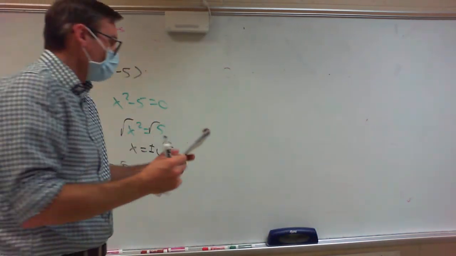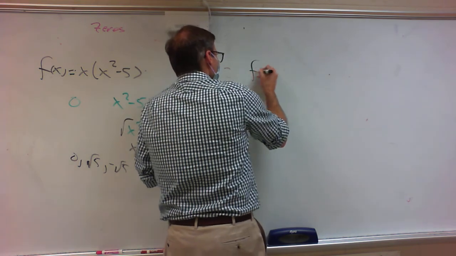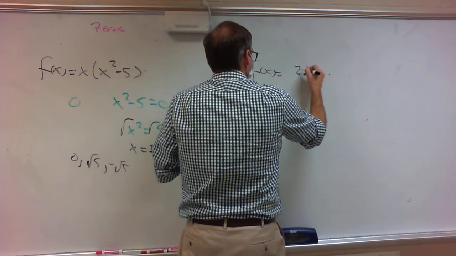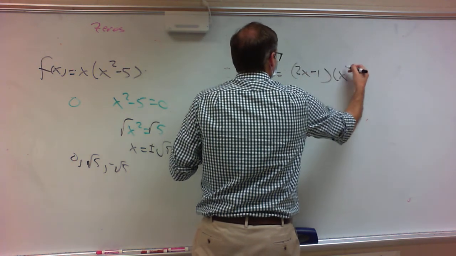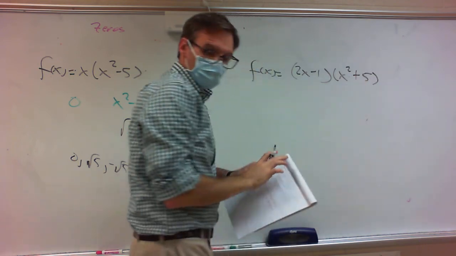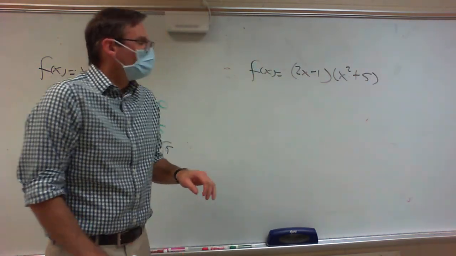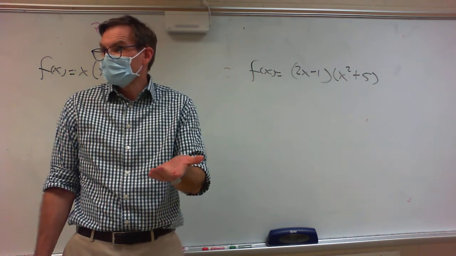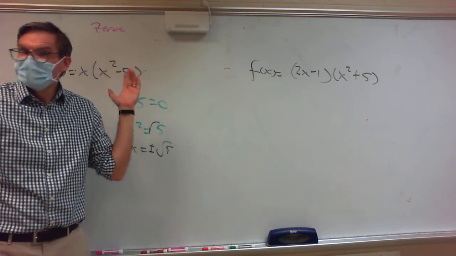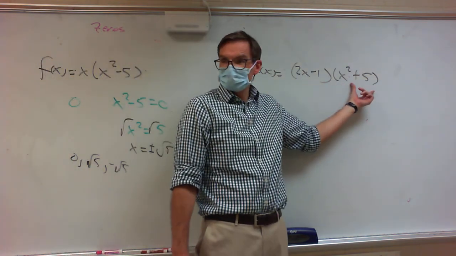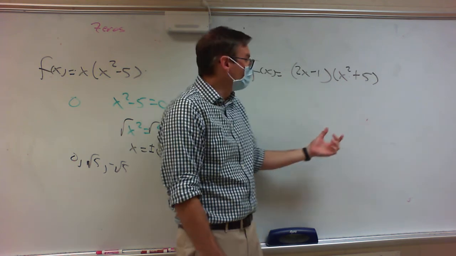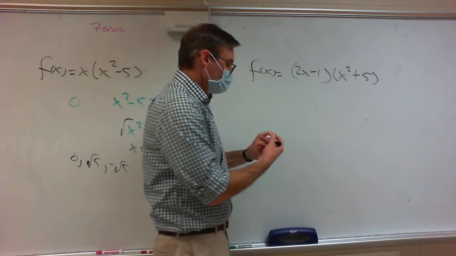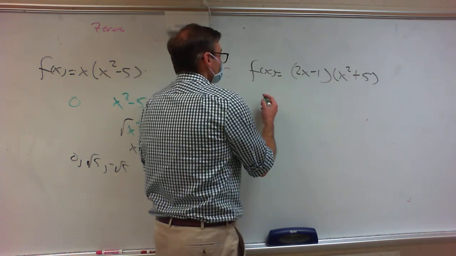All right, so what if I gave you 2x minus 1 times x squared plus 5? Well, how many zeros are we going to have? 3, right? Because it kind of looks like this one. We're going to get 1 zero from this thing, and we're going to get 2 zeros from this. So now let's get our zeros. What makes this 0? 1/2. We can do that in our head now. So we know one of the zeros is going to be 1/2.